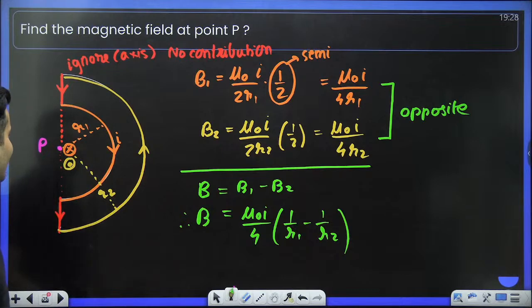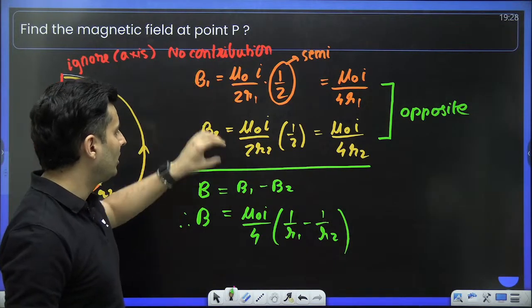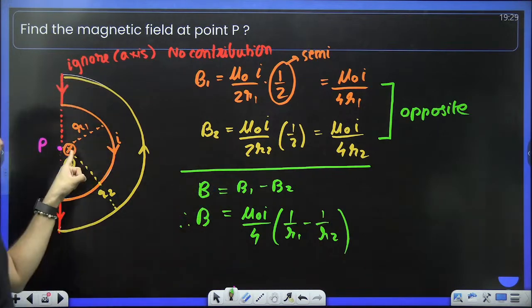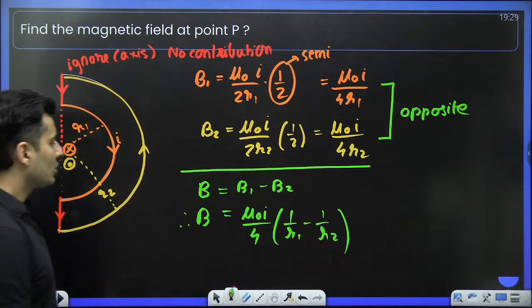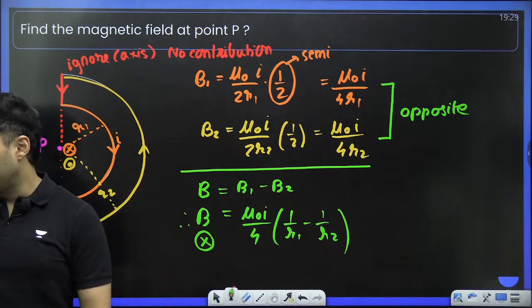Which direction will it be? It will be in the direction of the larger field. This is more, this is small. So where is B1? B1 was inside. So this magnetic field will also be in the inward direction. That's how I get it.